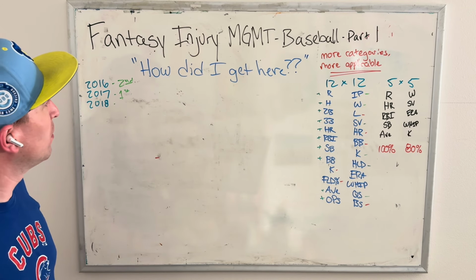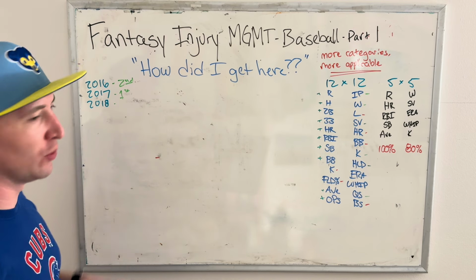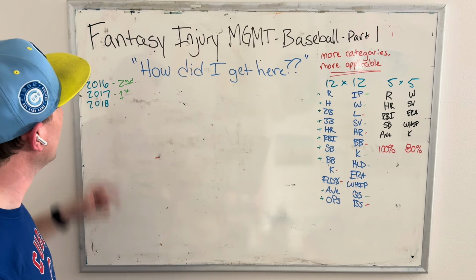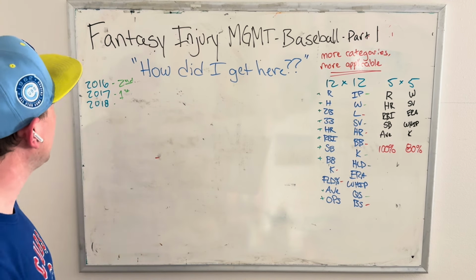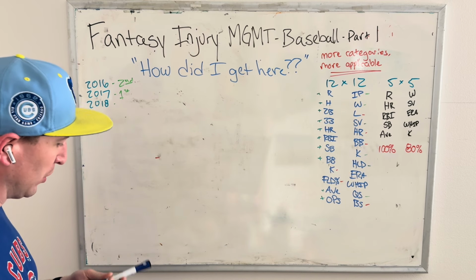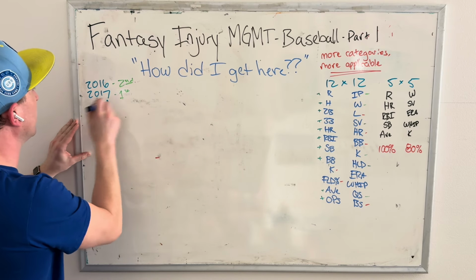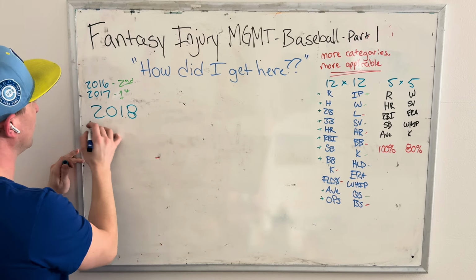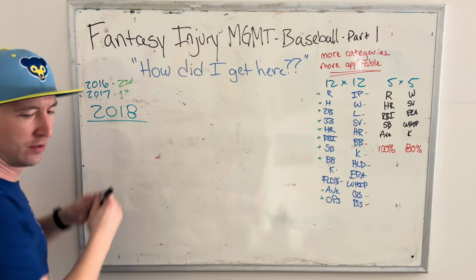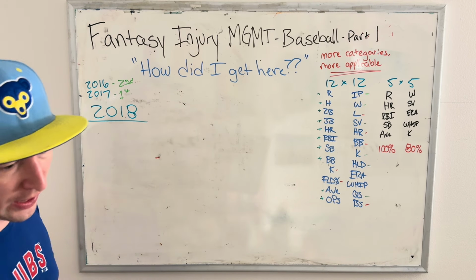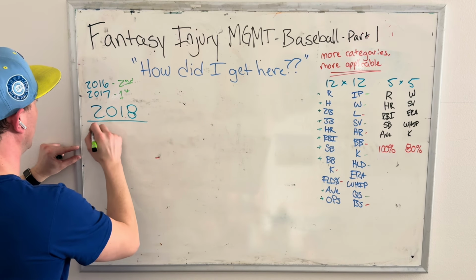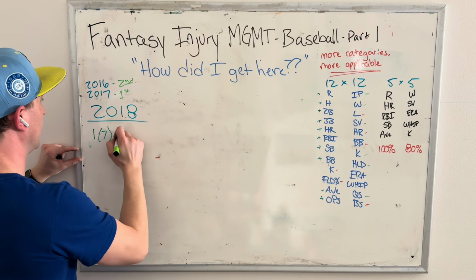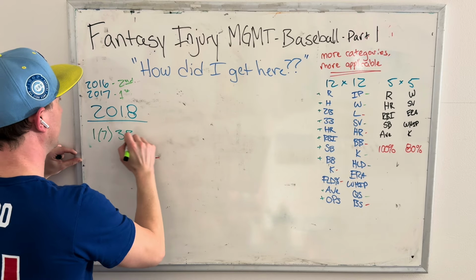So I'm drafting. I just won. We had started a keeper league, right? In 2018, my keeper, we're actually gonna blow this up a little bit. We're gonna make this bigger. We're gonna go 2018. Okay. So in the first round, pick 7, I got to keep third baseman Nolan Arenado.